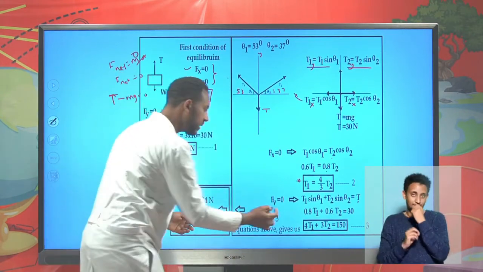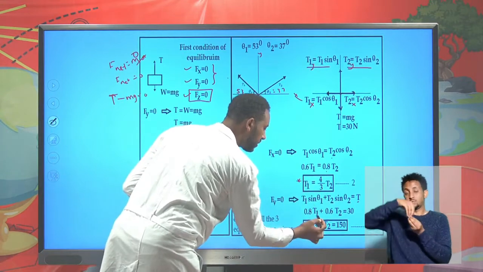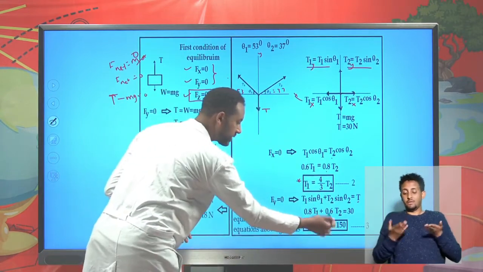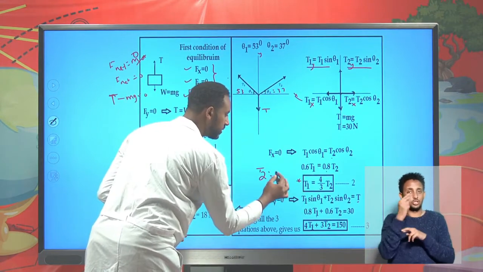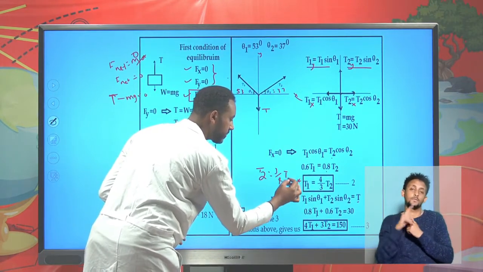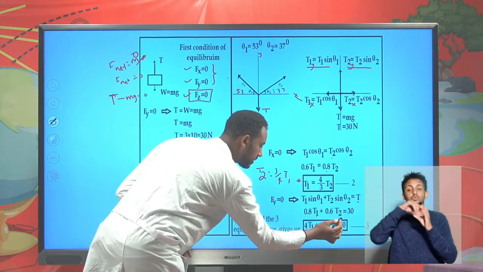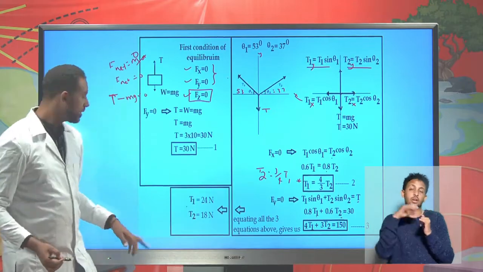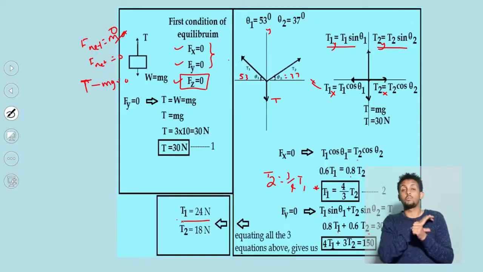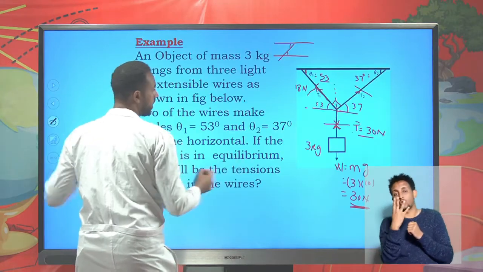Then what? You can put T1 here and find an expression, or a relation, for T2. T2 is 3 over 4 T1. You can put it here in terms of T2 and find an expression. And at last, we can find tension components T1 to be 24 Newton and T2 to be 18 Newton. Okay, T1 is 24 and T2 is 18.